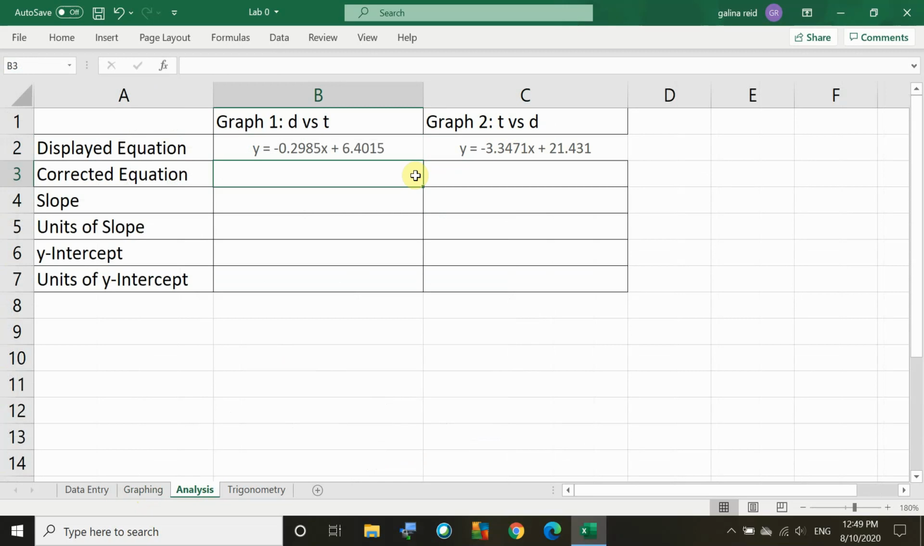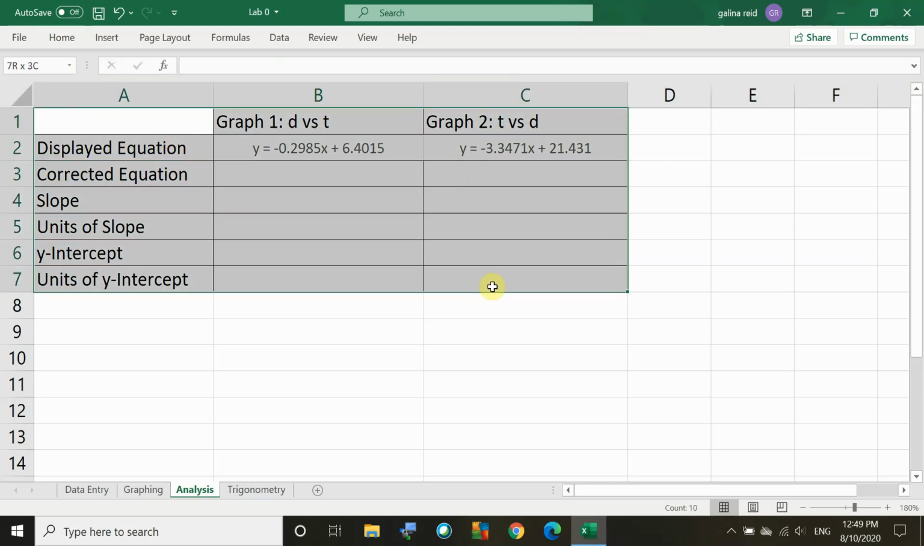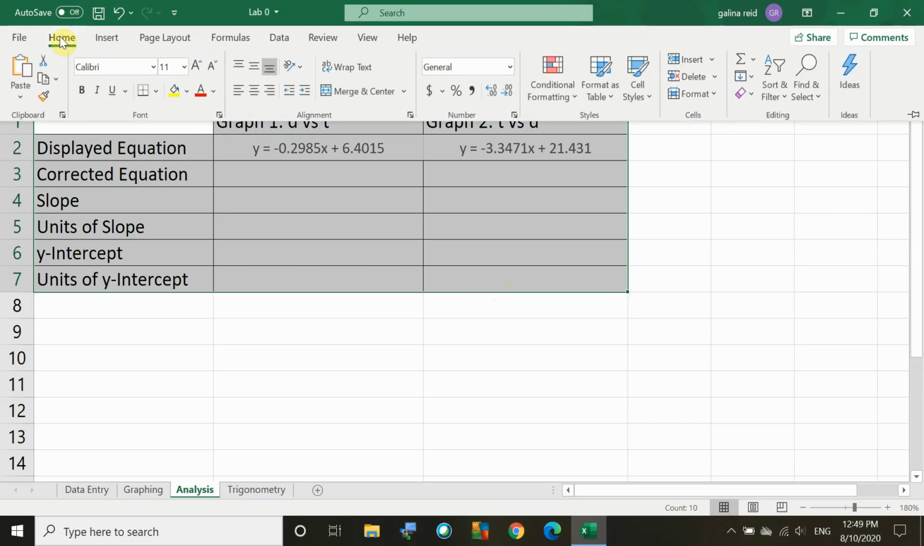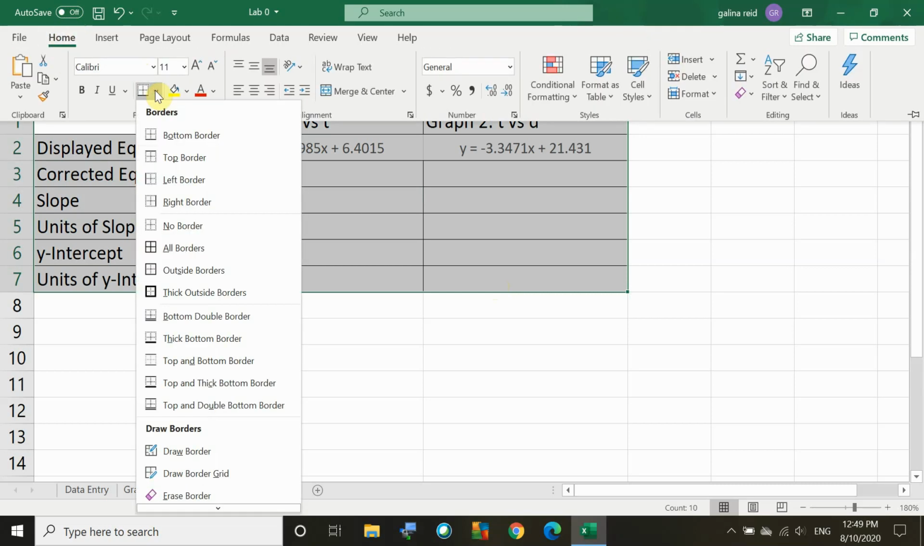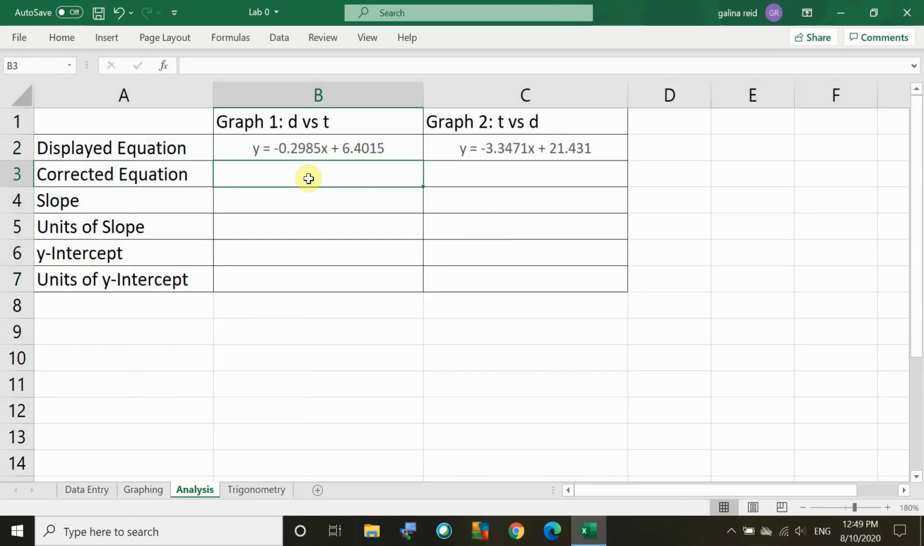So if you're OCD like I am, you probably noticed that I lost my borders on these two boxes. This is actually a really great teaching moment. I'm going to highlight all of my cells, click the Home button, and then this little drop-down menu controls your borders. I want all borders, so I select all borders, and now you can see I have all of my borders back.